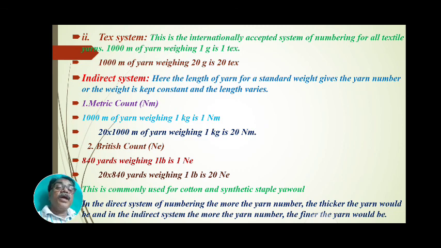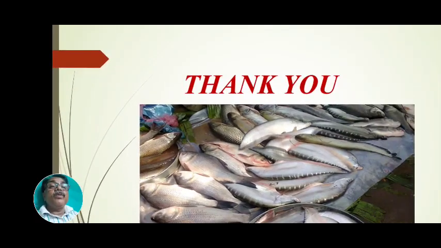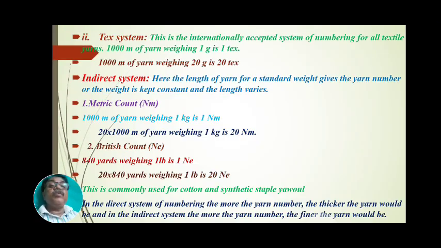So in the direct system, a higher number means thicker yarn. In the indirect system, a higher number means finer yarn. With this, we have seen how twist is formed and produced. Up to here, in this part, we have seen what is meant by twist and how twist is produced.